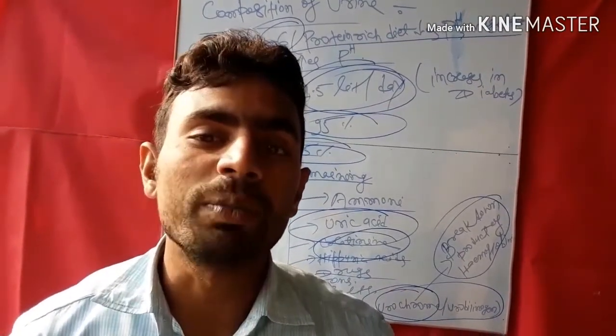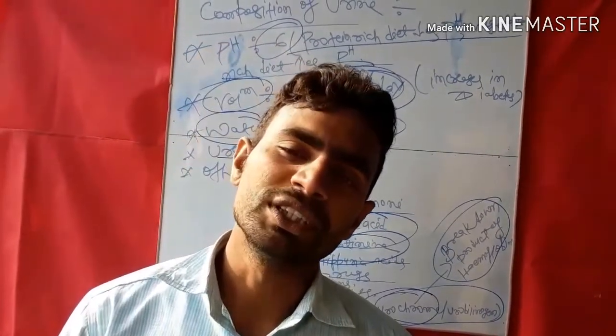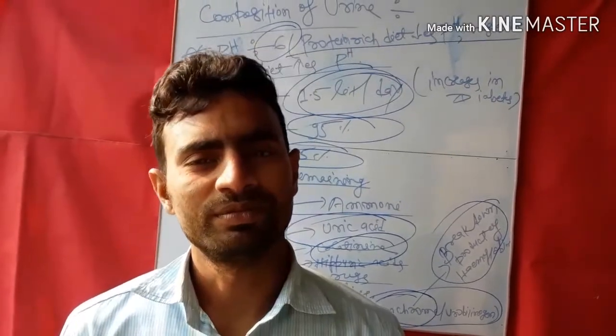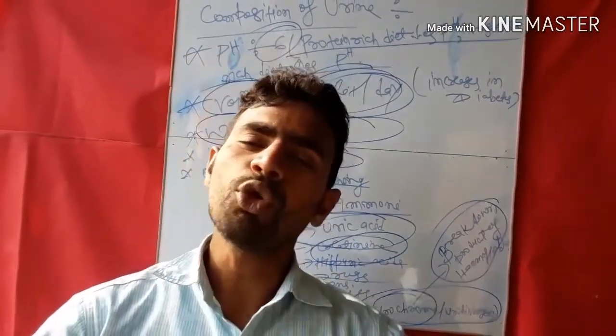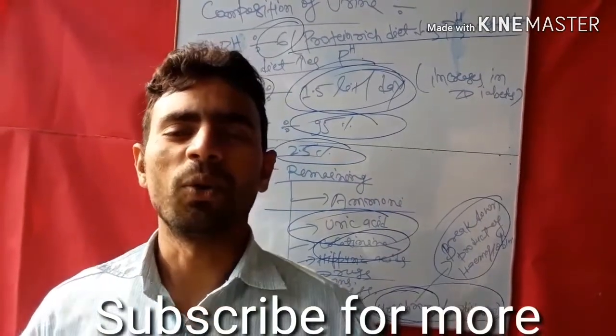Why is the color of urine yellow? Because of urochrome. What is urochrome? Urochrome is the breakdown product of hemoglobin.